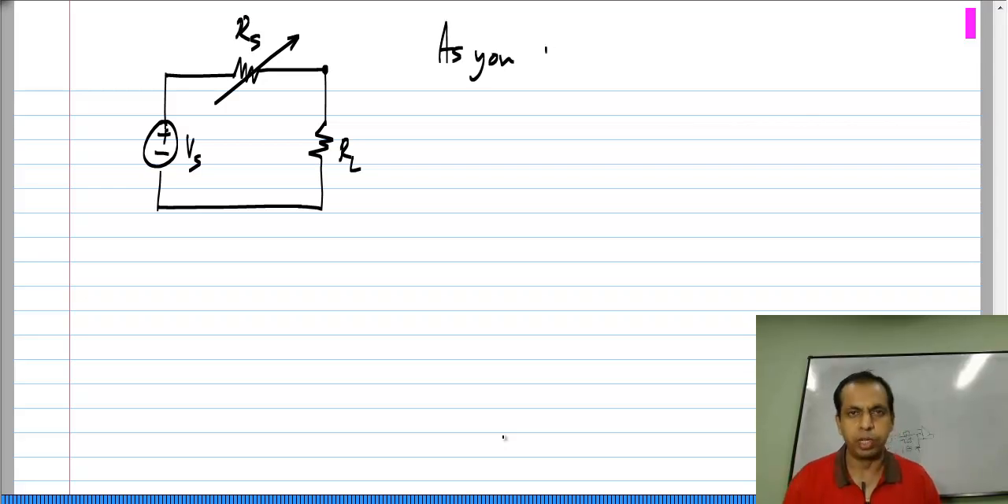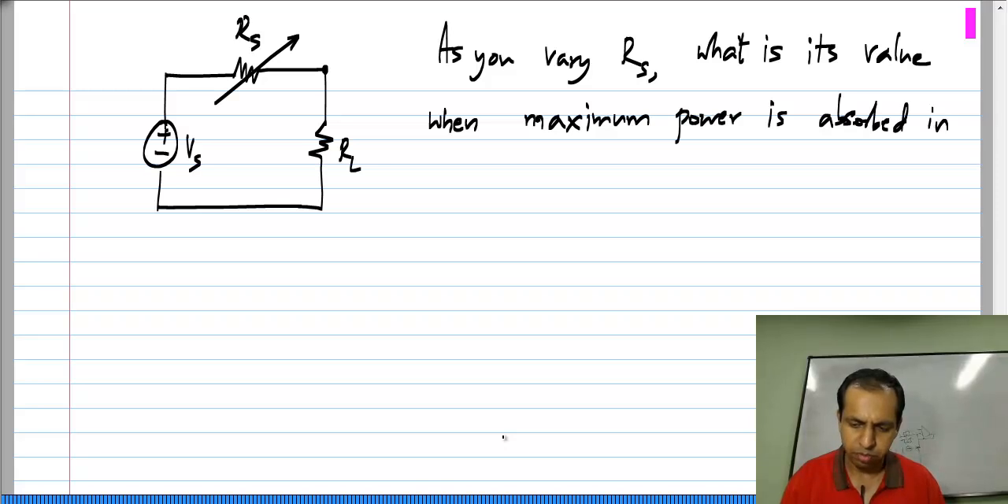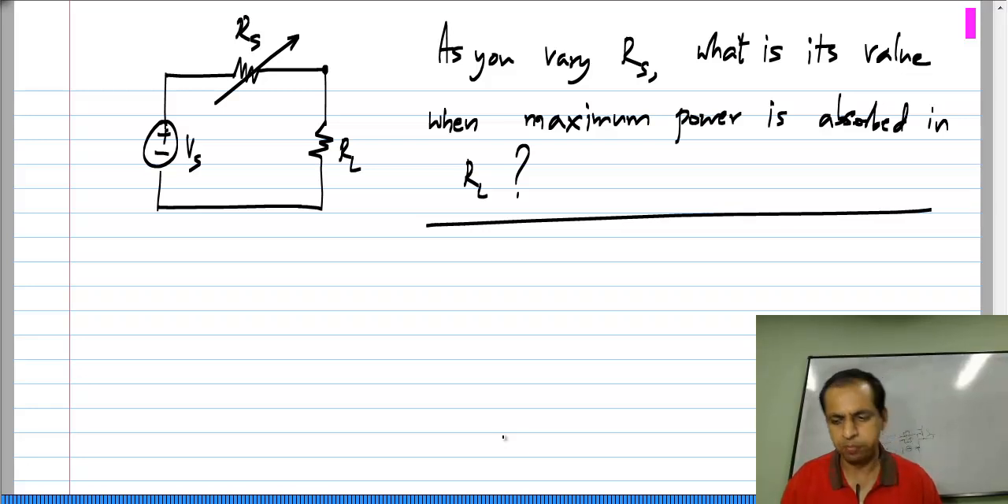Now let's say that you vary RS, not RL. As you vary RS, what is its value when maximum power is absorbed in RL? Okay. I won't work this out, you can do it yourself, and you can do it by differentiation or by thinking about it in any other way. And of course, you can for now assume that all resistances are positive, okay, they are non-negative. Think about it, the answer is very simple, but don't confuse this situation with the other one where we were varying RL and trying to find when the maximum power is absorbed in RL, okay.